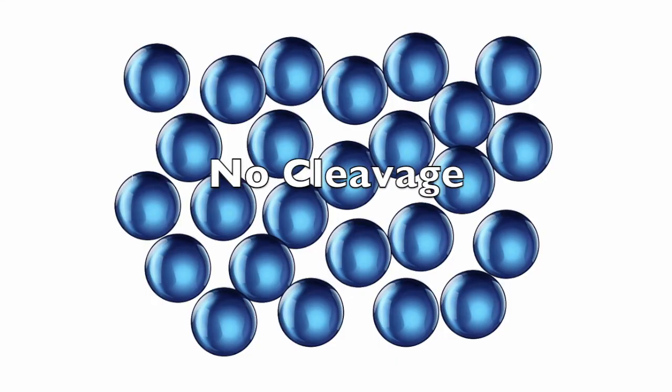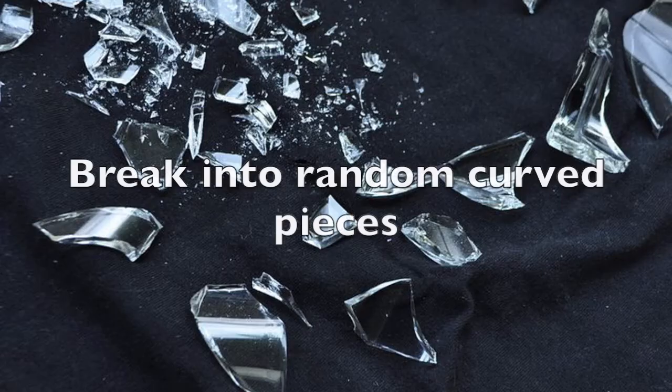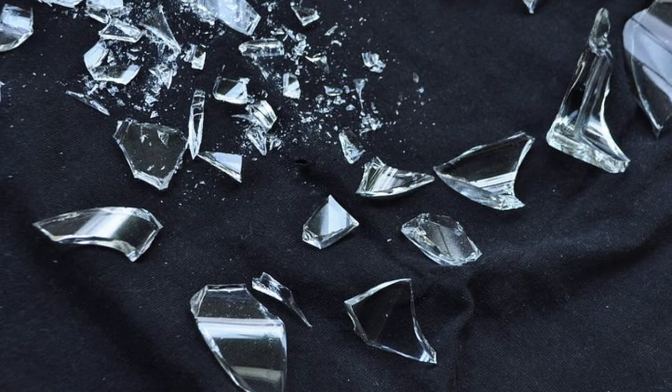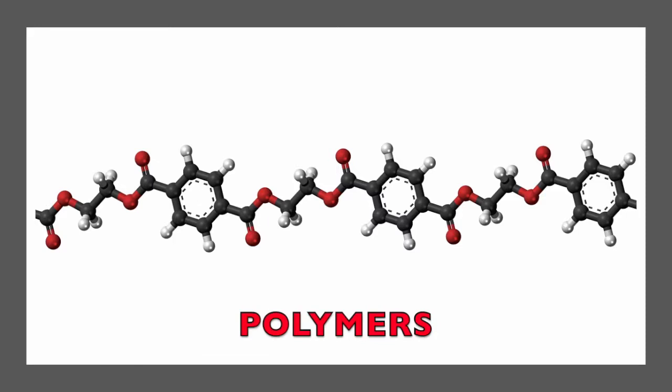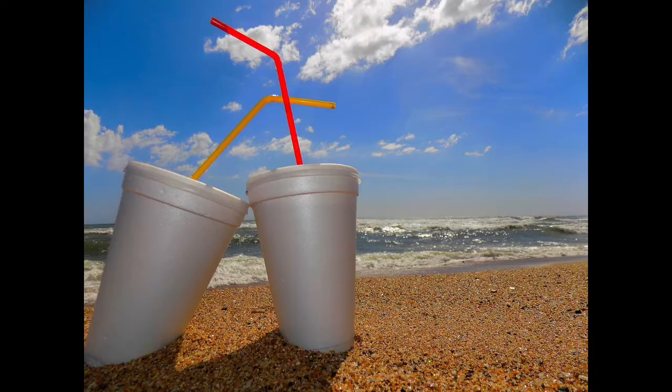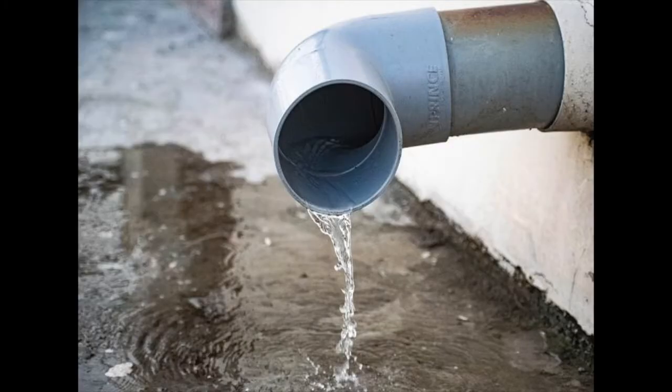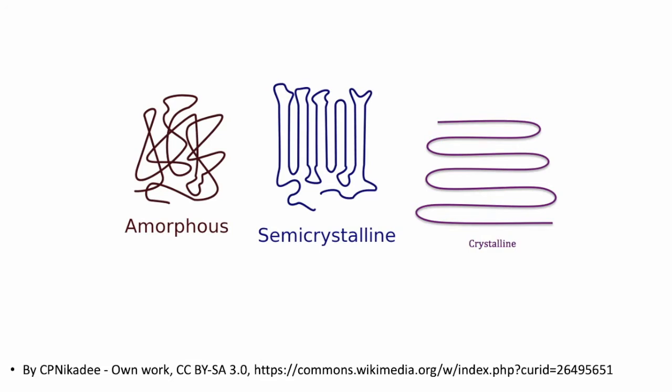Amorphous solids don't have a regular plane of cleavage when you cut them. They tend to break into random curved lines. Many amorphous solids are polymers, long chains of repeating subunits that are linked together. Examples of these include polystyrene, PVC, and others. Although some of these polymers can line up to form a more crystal-like structure, others are just a tangled mess.